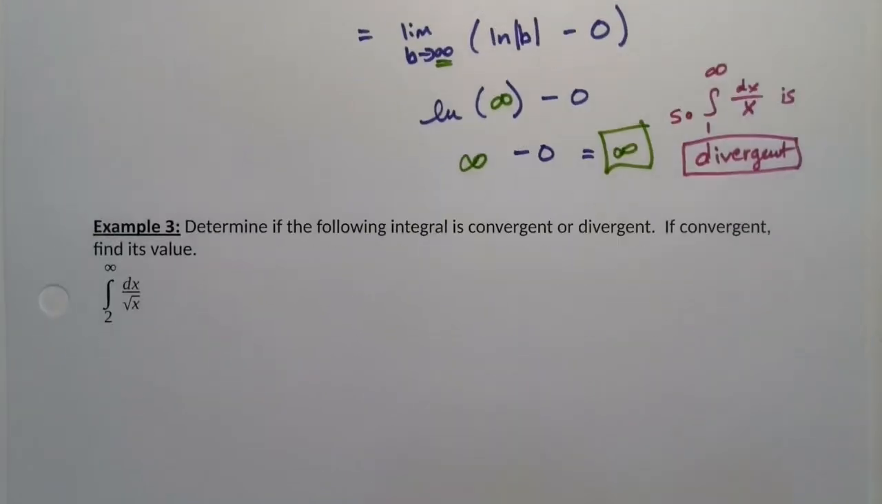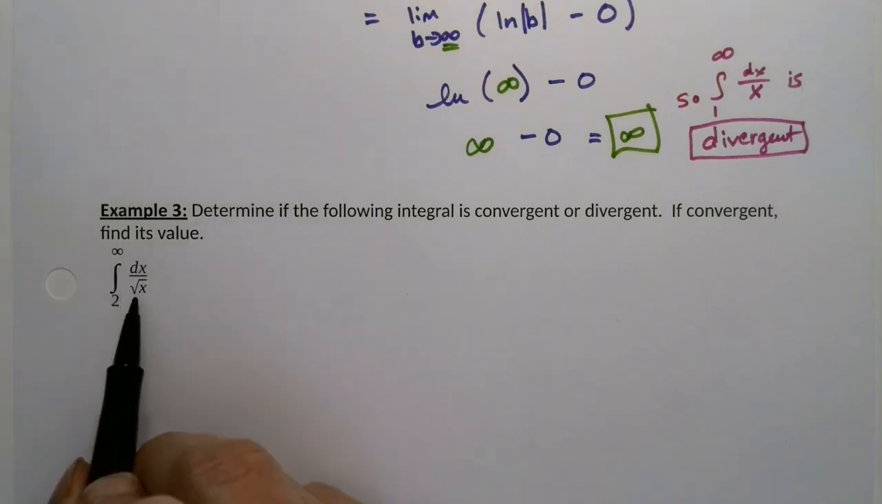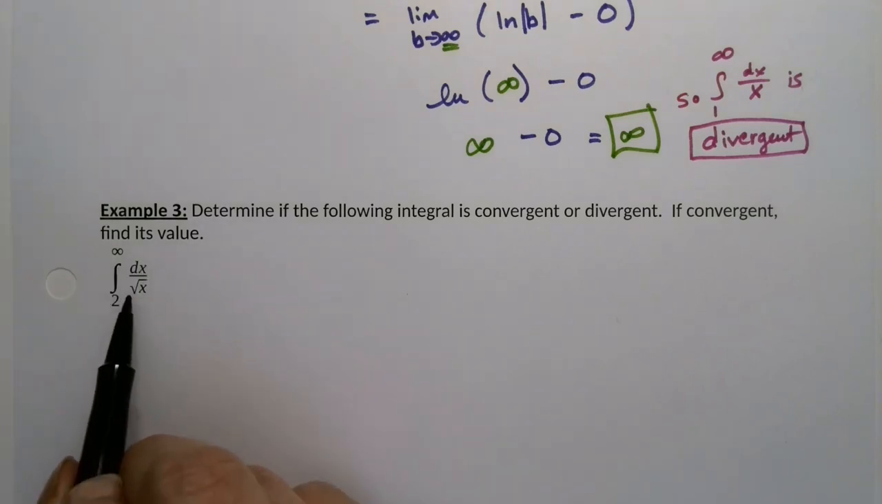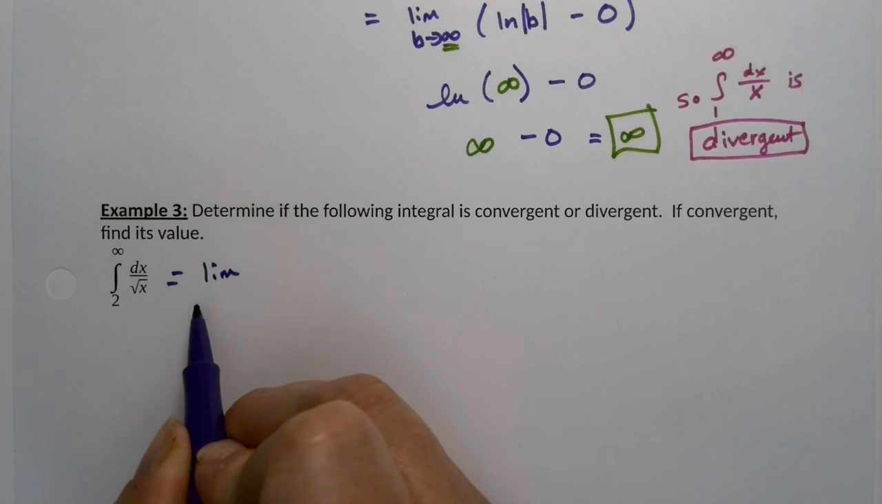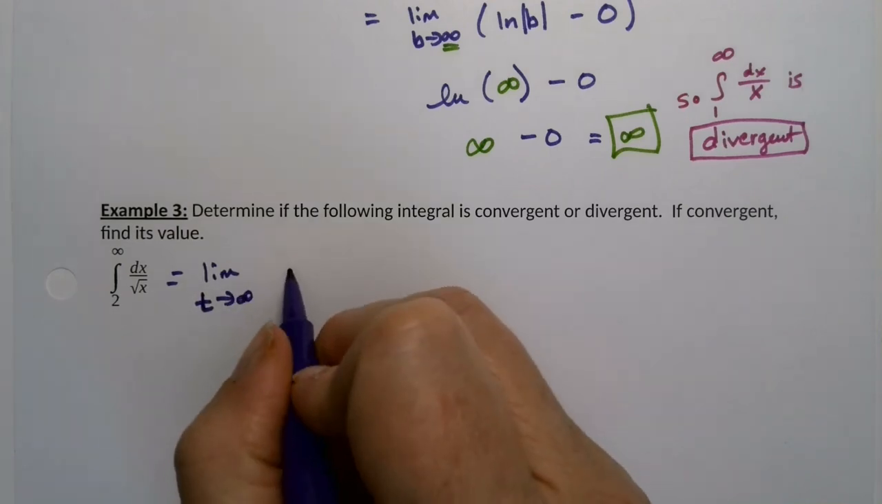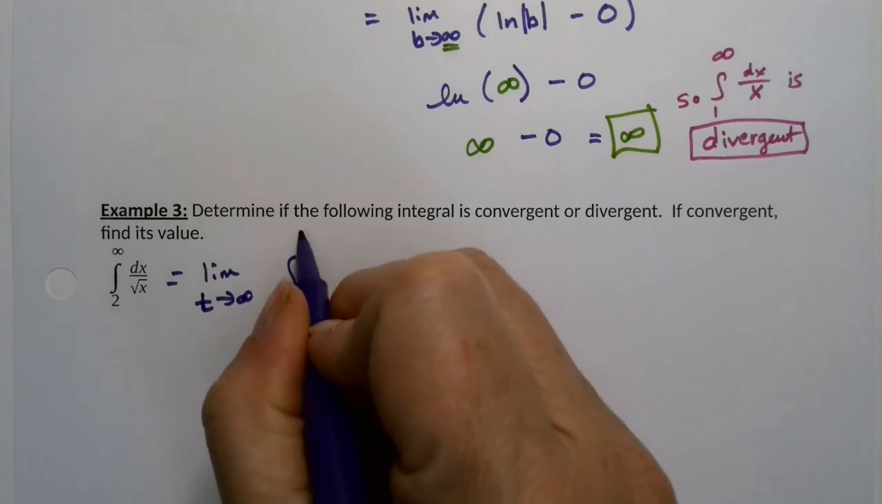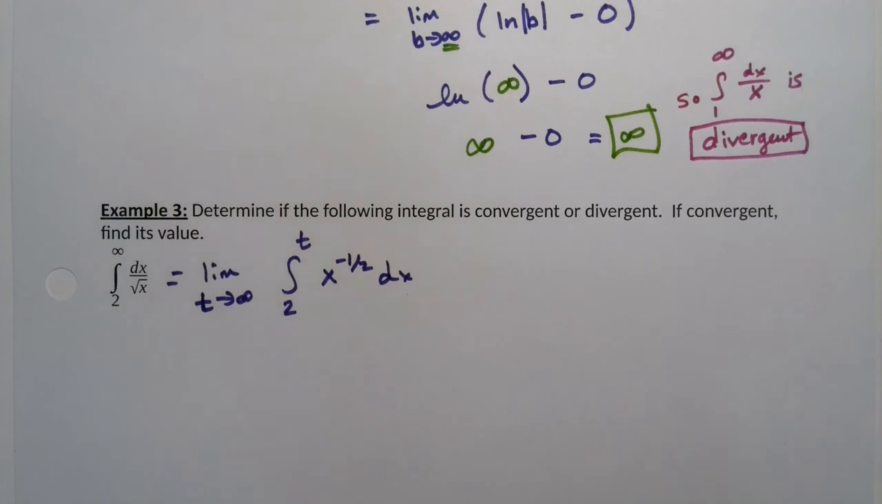All right, let's do it again. So we have the integral from 2 to infinity of dx over square root of x. Remember, that's x to the negative 1/2. So this would be the limit as, I'll use t this time, t goes to infinity. The integral from 2 to t of x to the negative 1/2 dx. Right?